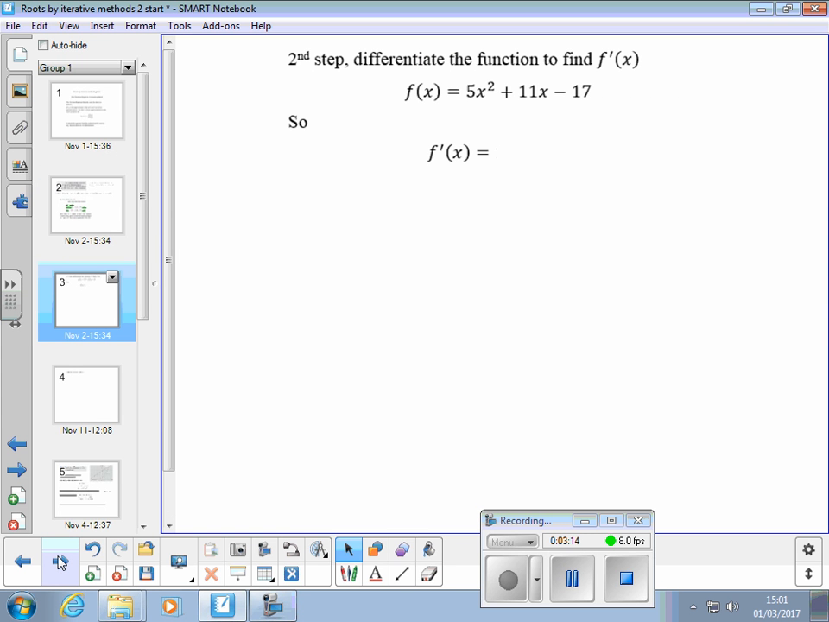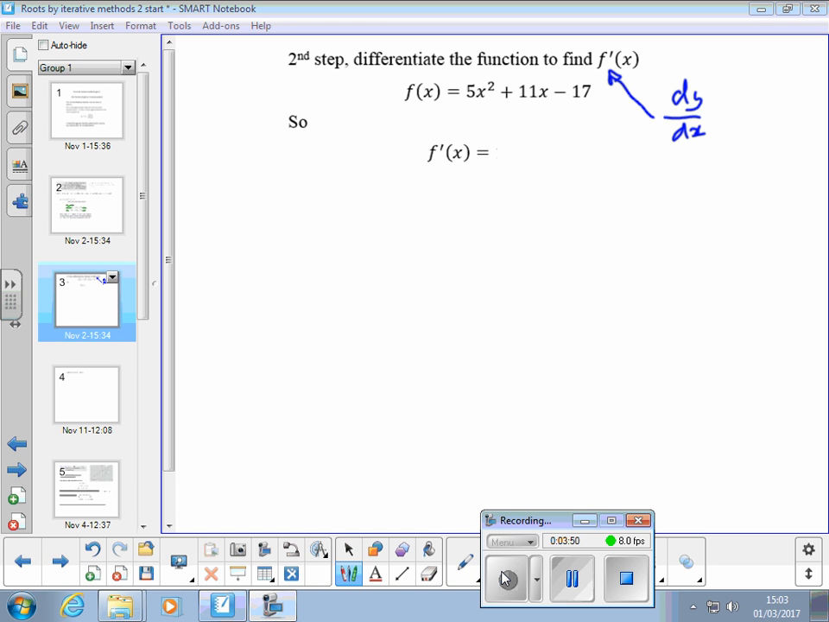So, the second step here is to differentiate the function to find f dash x, the first derivative. Remember, the other way we write that is dy by dx. It's a similar way of writing that function notation. So they're interchangeable. So, find your tables of standard derivatives and differentiate the function 5x squared plus 11x minus 17.